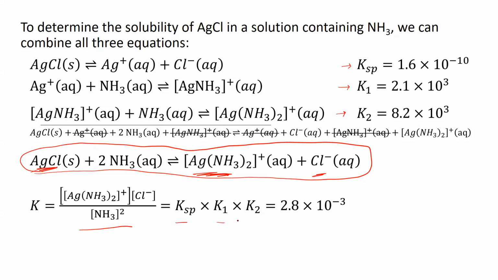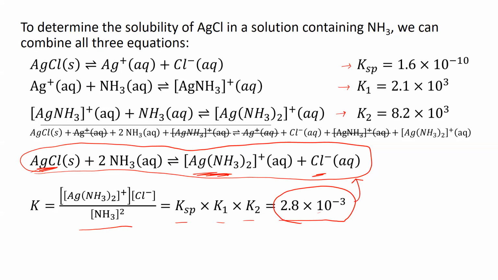Remember, we multiply those equilibrium constants like we did way back in Chapter 13. And so you wind up with an overall equilibrium constant for that circled expression. That is, the equilibrium constant is just the product of the three equilibrium constants we looked at above.